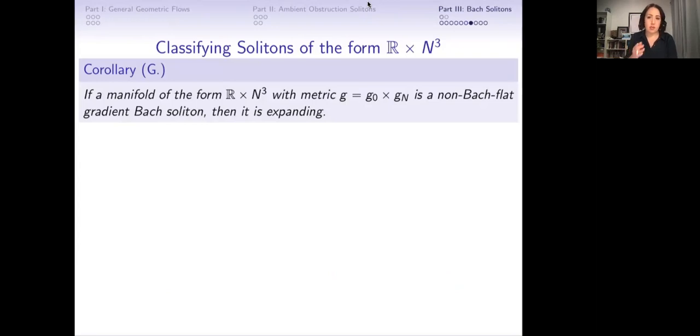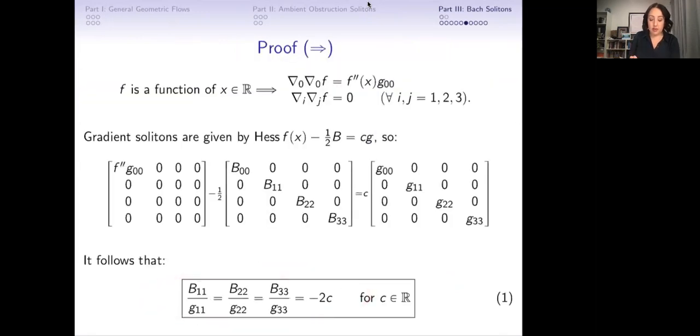it's actually quite similar. Before I do that, I'm going to do a quick corollary that will help with the backward direction. If a manifold of the form R cross N3 with this metric is non-Bach flat, then it's expanding. Okay, we know from here that these guys have to equal -2C.